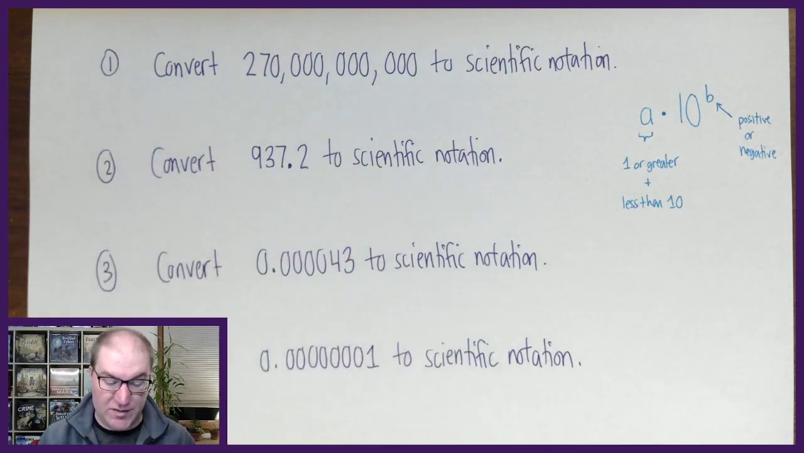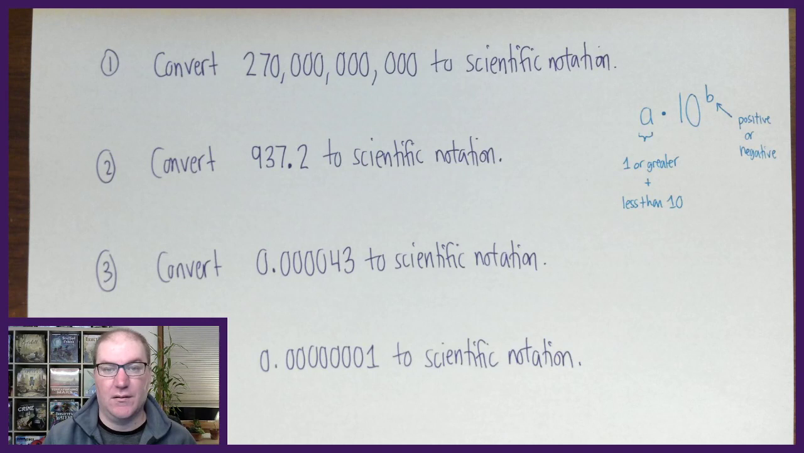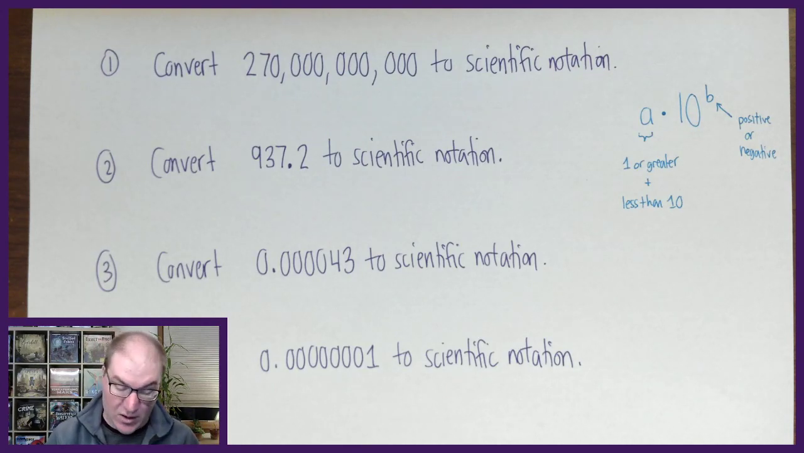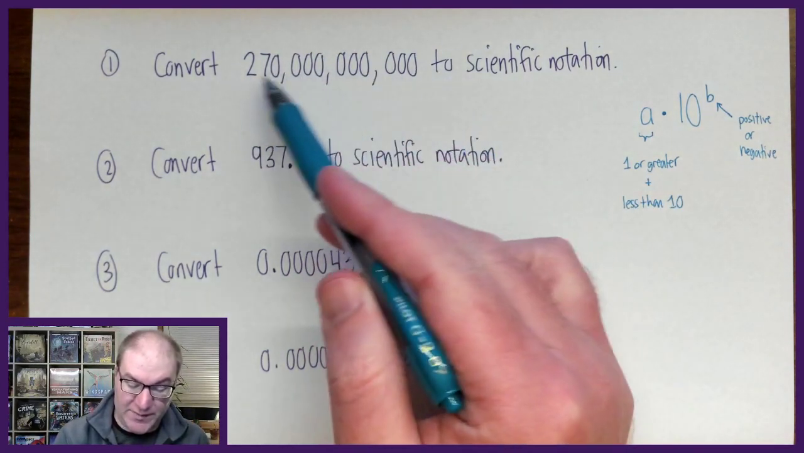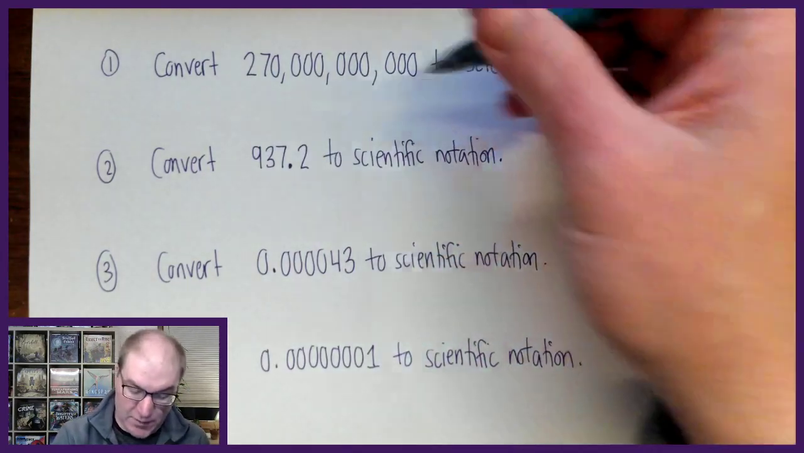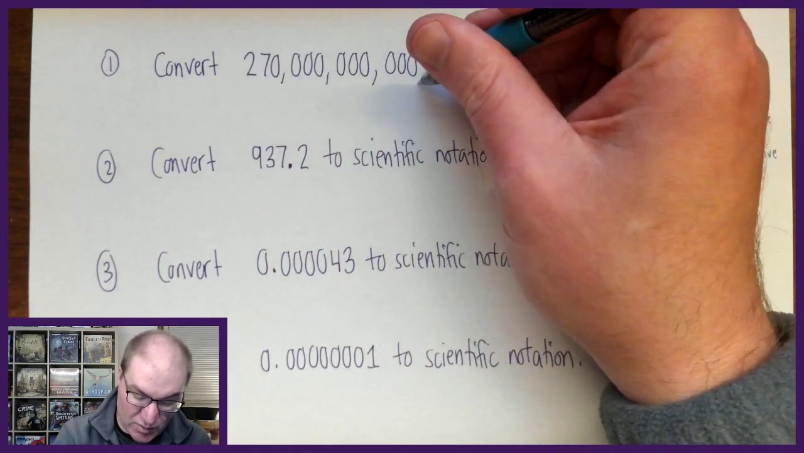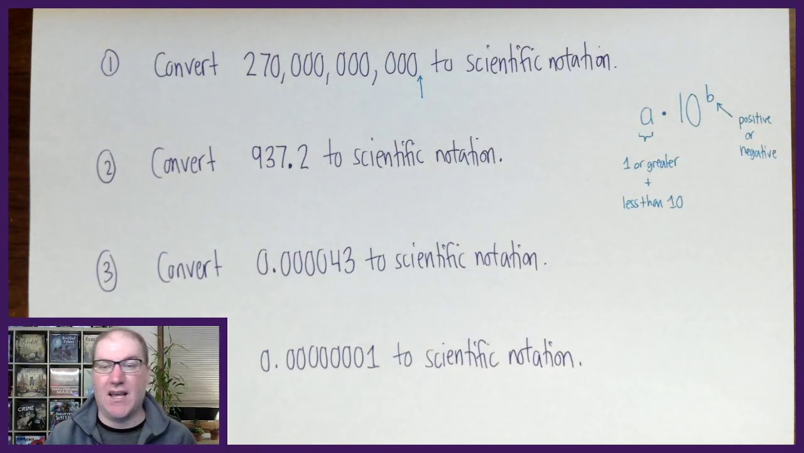So let's look at this first example here. Convert 270 billion to scientific notation. So here's the steps you go through to convert a number to scientific notation. First, find where the decimal is currently right now. And this number doesn't have a decimal visible, so it's right there. It's at the end of the number. If a number doesn't have a visible decimal, then it's at the end.